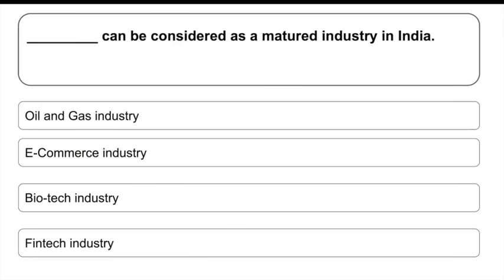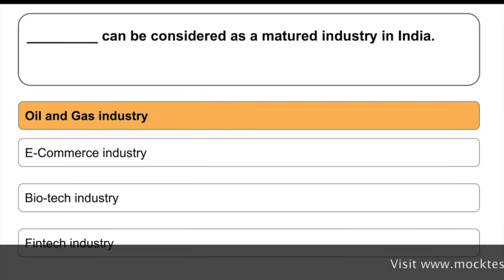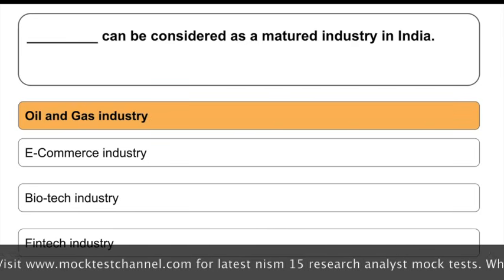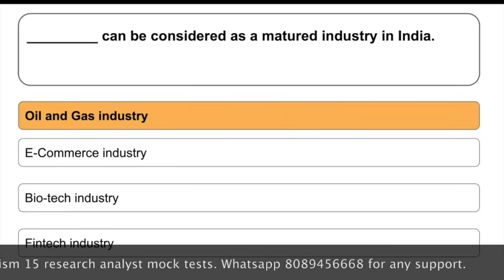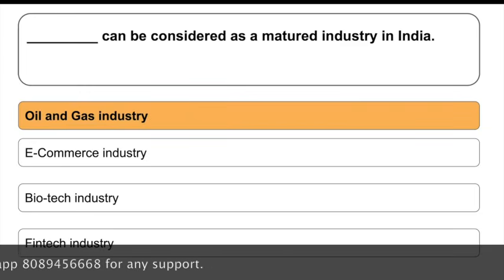Next question. Dash can be considered as a matured industry in India. The options are oil and gas industry, e-commerce industry, biotech industry and fintech industry. Friends, the correct answer is oil and gas industry. As you know that every industry goes through a lot of phases since the inception. It can be in the growth stage, it can be a maturity stage and decline stage thereafter. So if you compare between all these industries that are listed, only oil and gas industry can be said to be in its matured stage, whereas e-commerce, biotech and fintech have only come in the recent years and can never be considered anywhere close to mature.